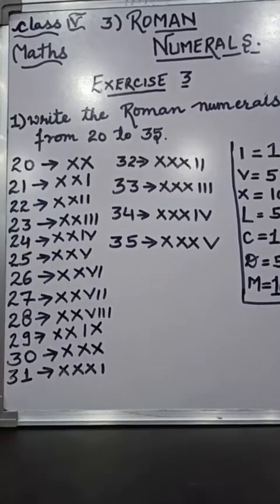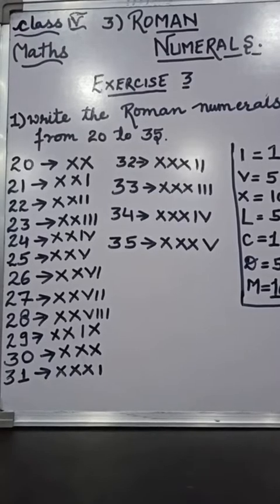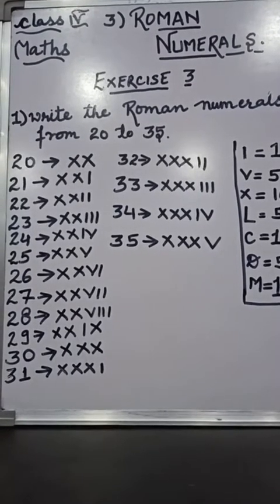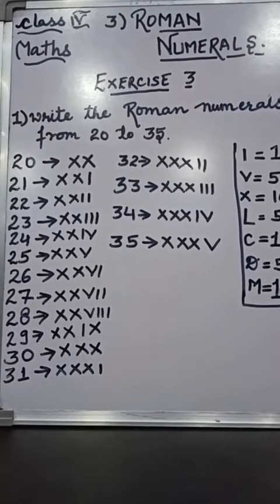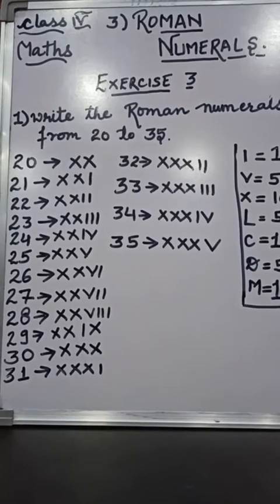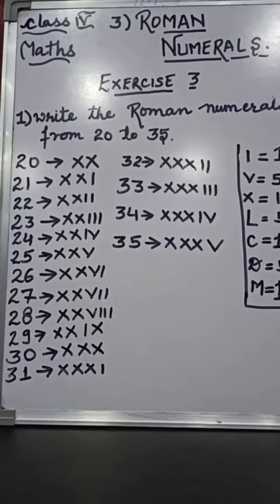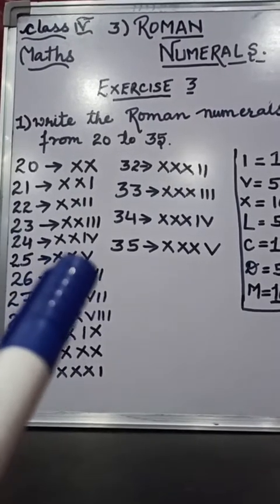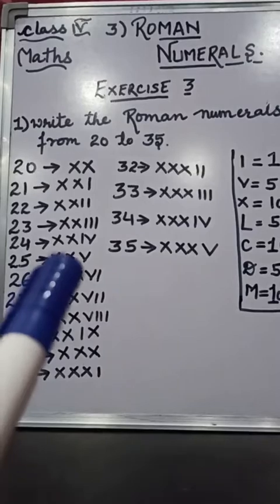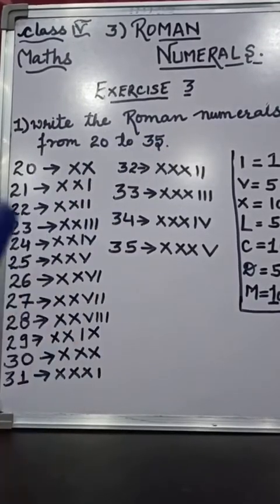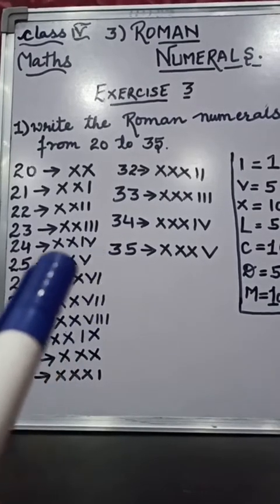So here rule 3 is there. And what is rule 3? When a letter having smaller value is written to the left of a letter having greater value, we subtract the numeric value of the smaller letter from the greater letter. So this is rule 3. So V means 5, and before 5 we have written I. So IV means 5 minus 1, that is 4.